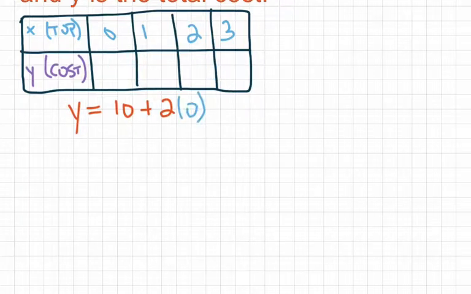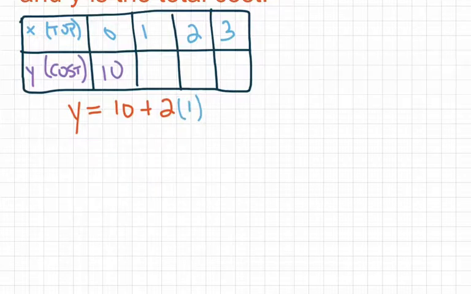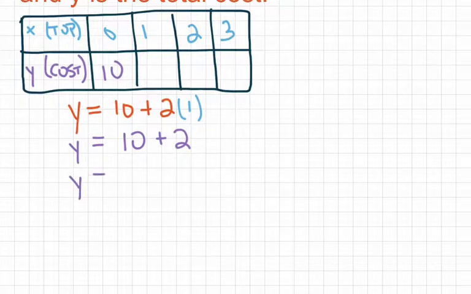So first I'm going to solve for a large pizza with no toppings on it, with 0 toppings. From the information that we were given earlier, we know that it's going to be $10, but let's show the math. So we have y equals 10 plus 2 times 0 is 0, so y equals 10. So a large pizza with 0 toppings is going to cost us $10. Now we want to figure out how much it is for a 1 topping pizza. So we substitute 1 in for x. We have y equals 10 plus 2 times 1 is 2. So a 1 topping pizza is going to cost us $12.